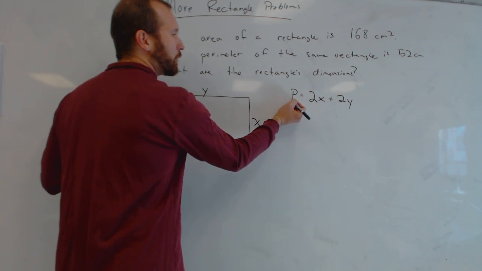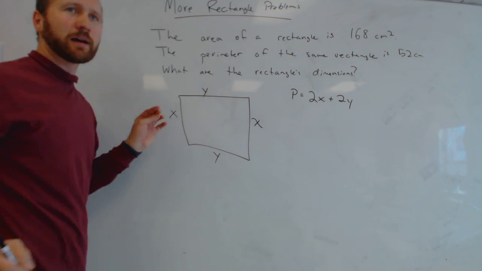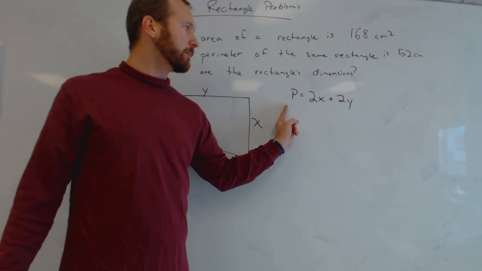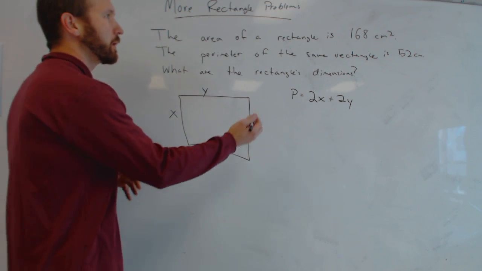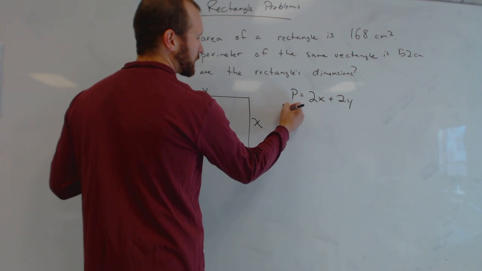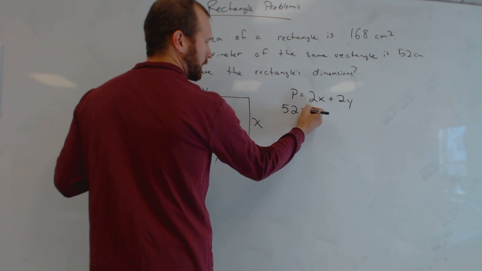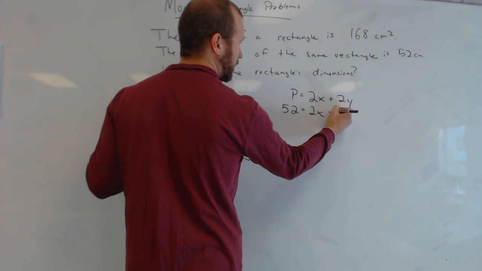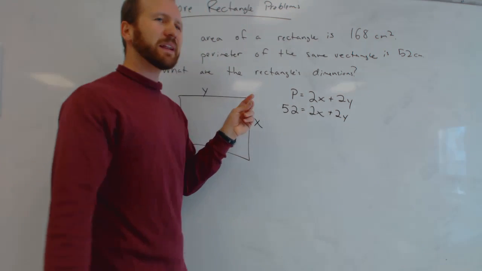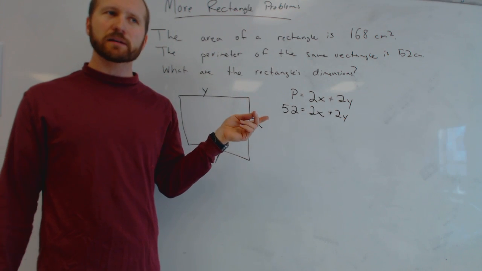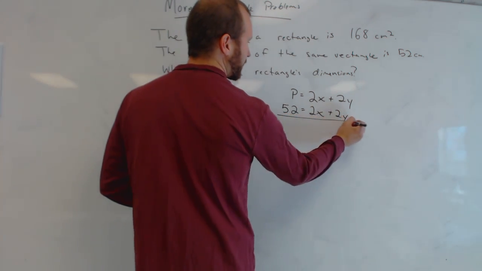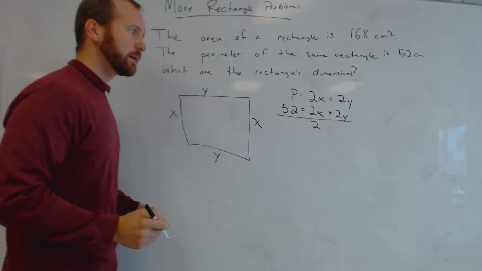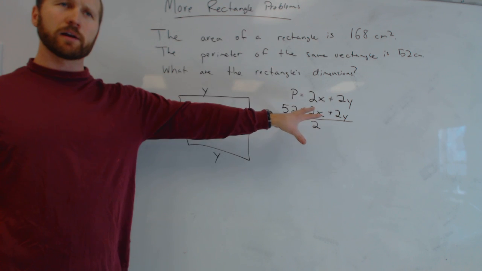All right. So we can use this formula here to kind of get rid of one of our variables. And here's how we do it. We know the perimeter. The perimeter is 52. 52 equals 2x plus 2y. Now I'm going to teach you kind of a trick here that I think makes life a little easier. I like to divide everything by 2 at this point. So I'm going to divide everything there by 2.